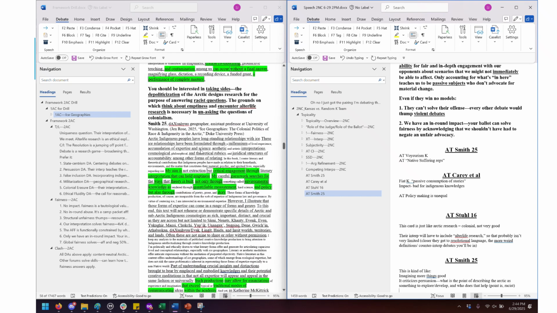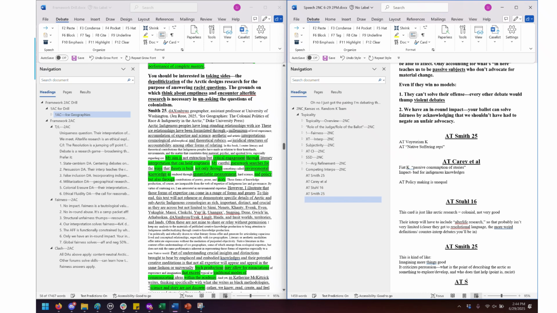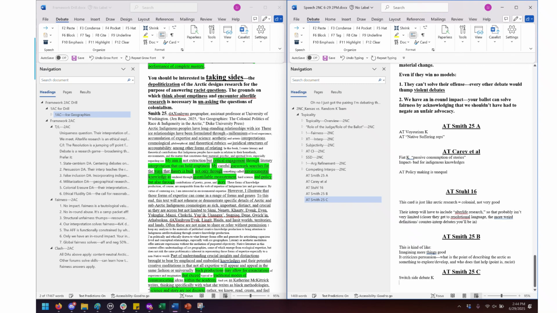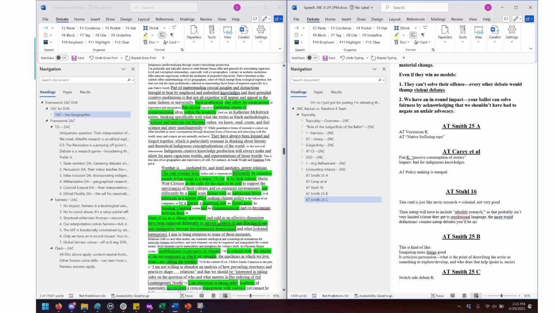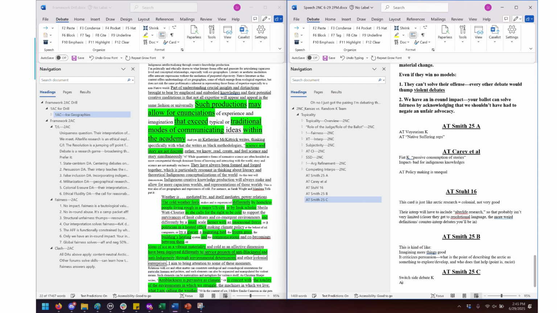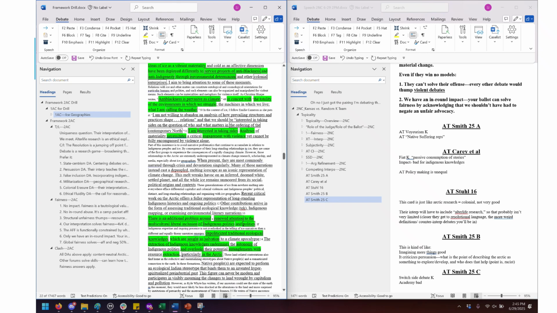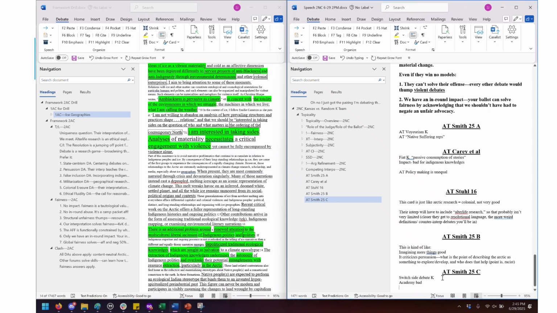You should be interested in taking sides. I think I just blow this up. It's like the most obvious critique of switch side debate I think they could write. That instead of not taking sides, we should take sides. I will write switch side debate K. I try to read it. Seems like an Academy K. Academy bad. I find the line. I am interested in taking sides.